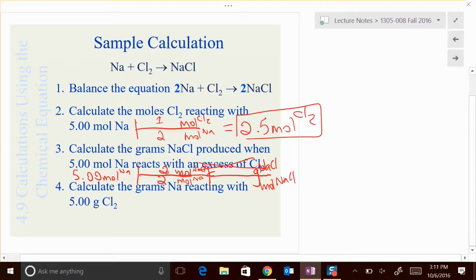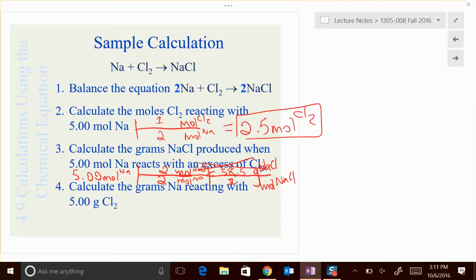Okay. Do you see why, right? Okay. What number goes down here? 1, because it's with grams. So it's 1 mole of sodium chloride. What number goes on top? 58. What's that?